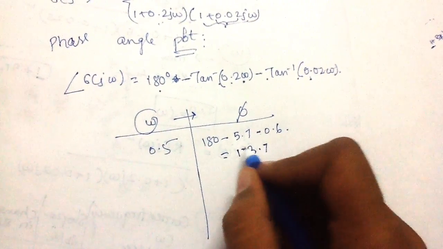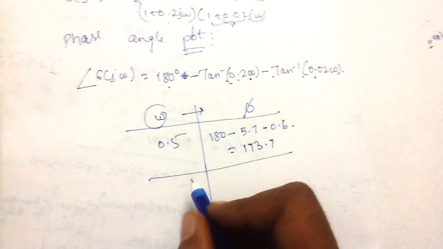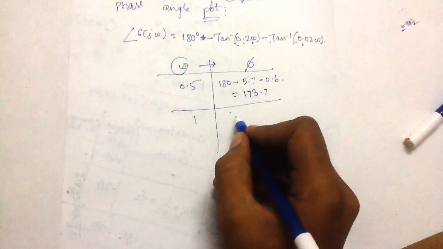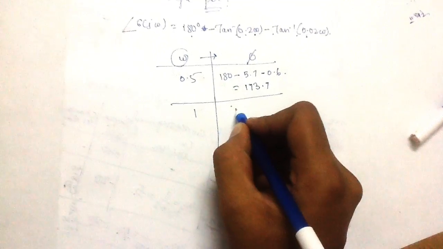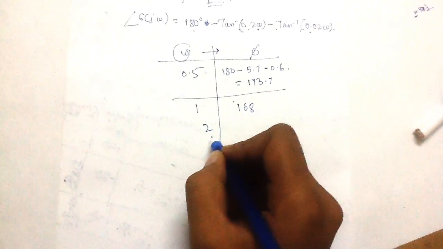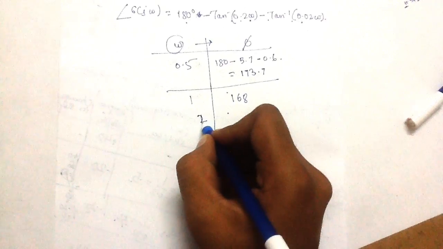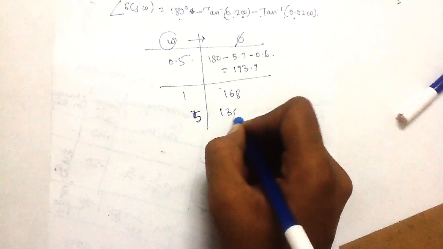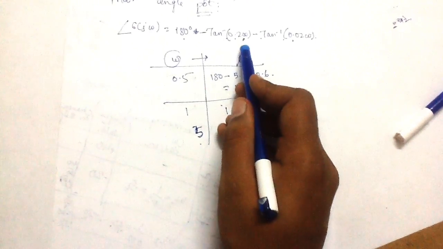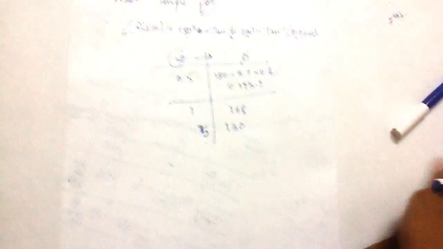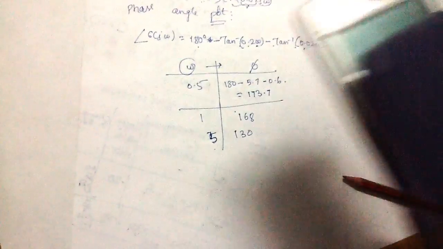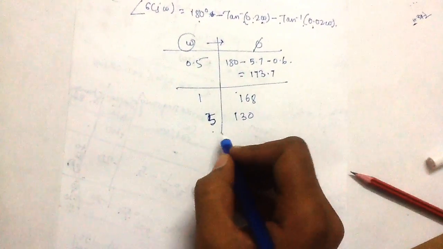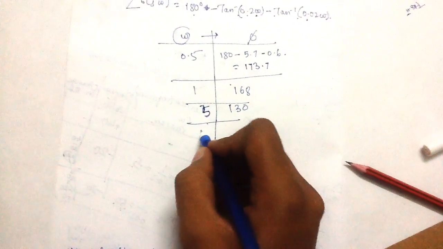Okay, so you're going to write it for different values, and when omega is equal to 1 you're going to get 168. When omega is equal to 2, I'll just jump to 5. Why take so many values? When omega is equal to 5, I got 130. And using this formula, just substitute omega here and then take tan inverse using your calculator, or you can use many online sites which will offer you to find the values of the given functions.